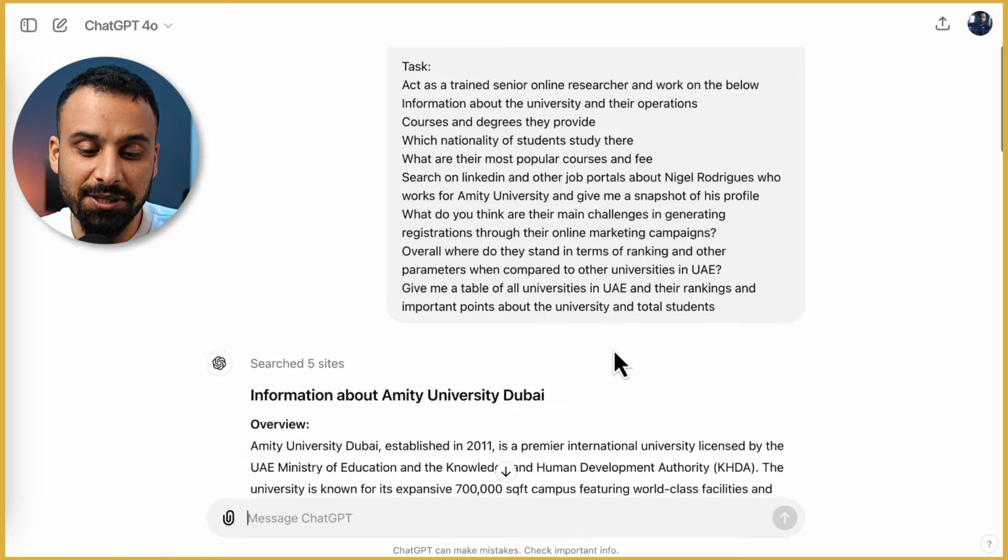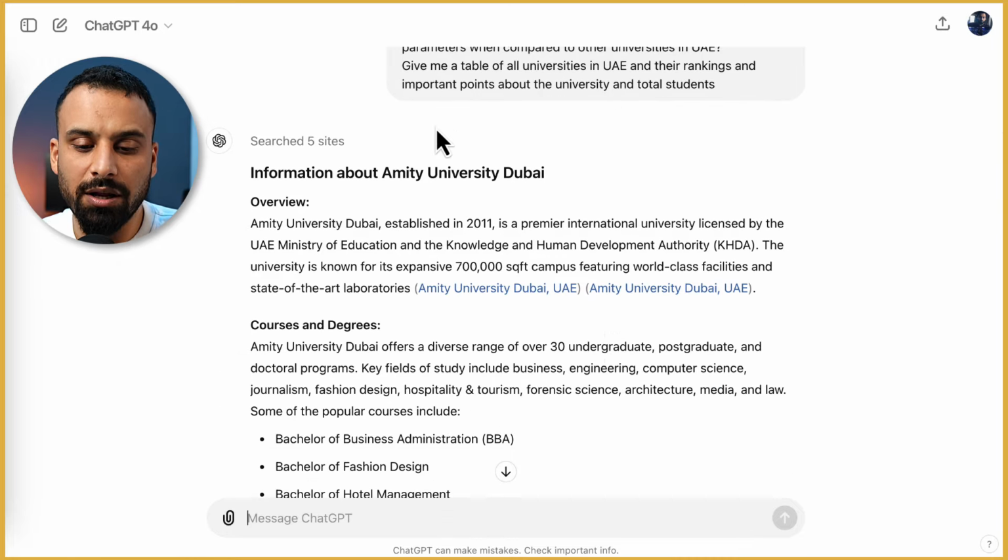So let's see what ChatGPT has to say. Information about Amity University Dubai. Overview: Amity University Dubai, established in 2011, is a premier university. They have KHDA approval as well.